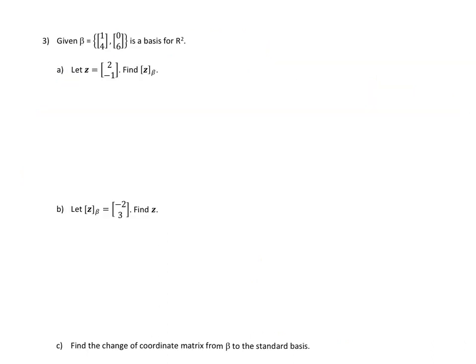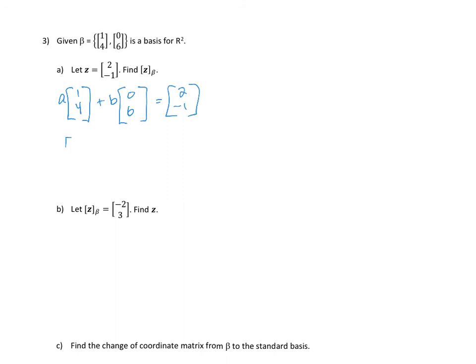Okay, now we're given beta, a basis for R2, 1, 4, and 0, 6. So I have a vector in R2, 2, negative 1, and I want to find the coordinate vector with respect to this basis beta, 1, 4, 0, 6. So that means, what weights do you put on the basis to build 2, negative 1? That's what we're looking for. So I want to know, what weights do you put on the basis to build z, 2, negative 1?